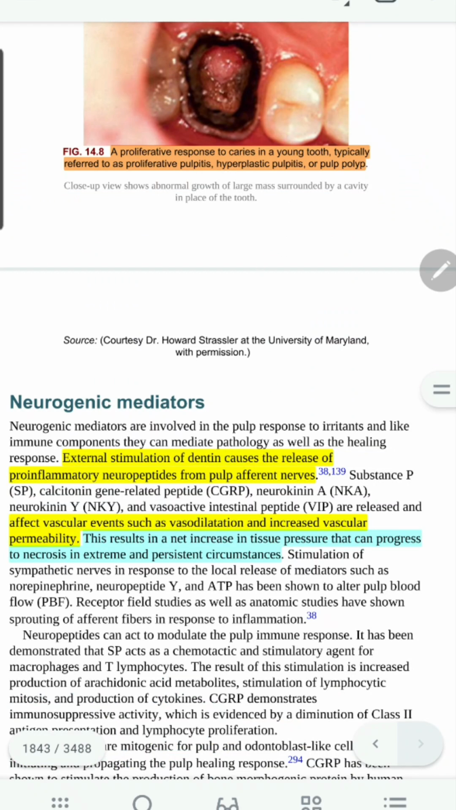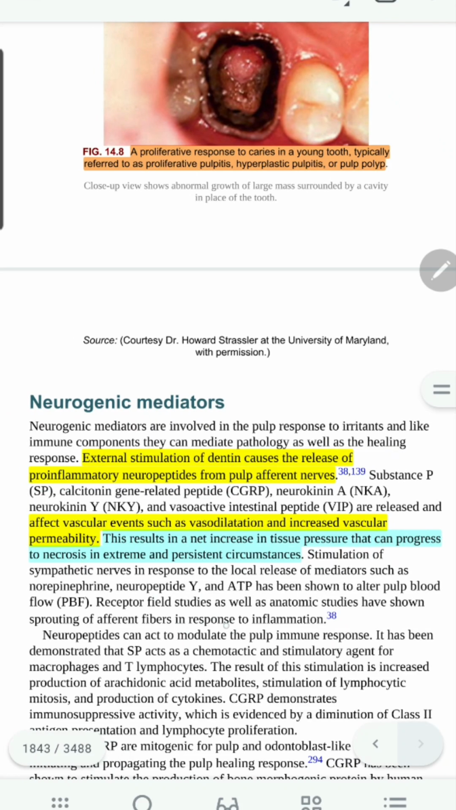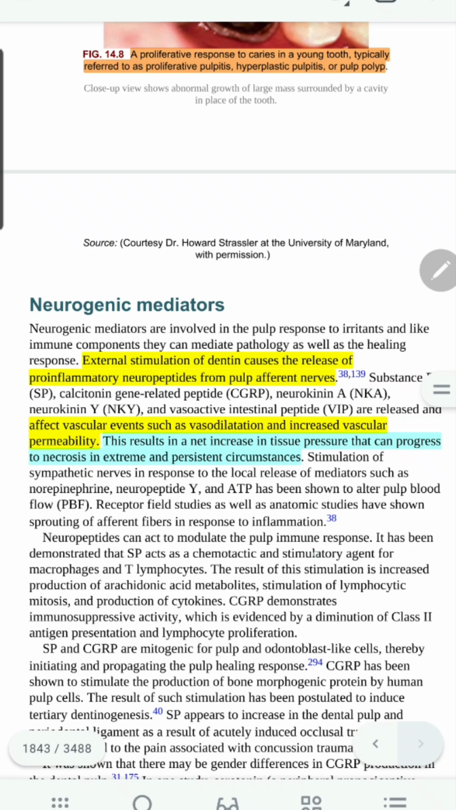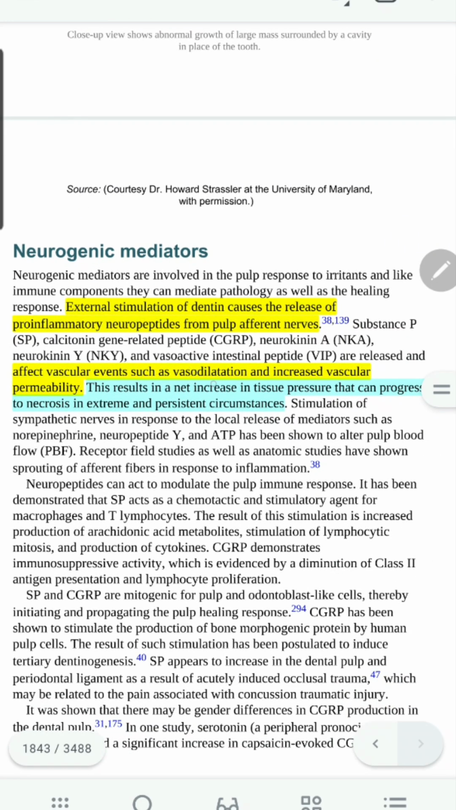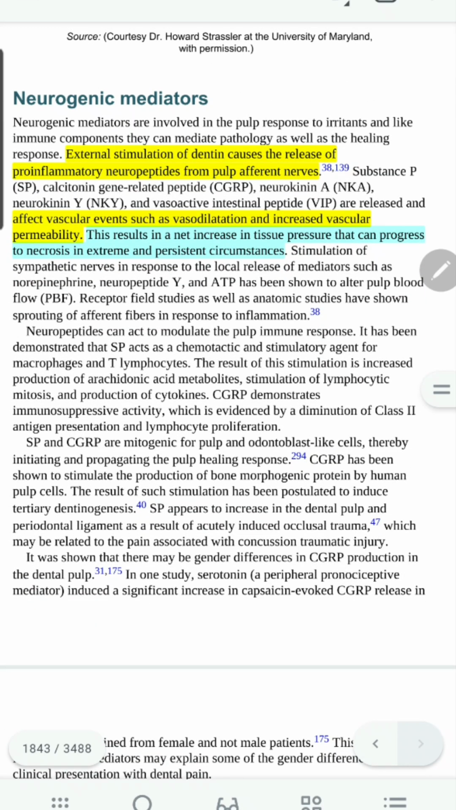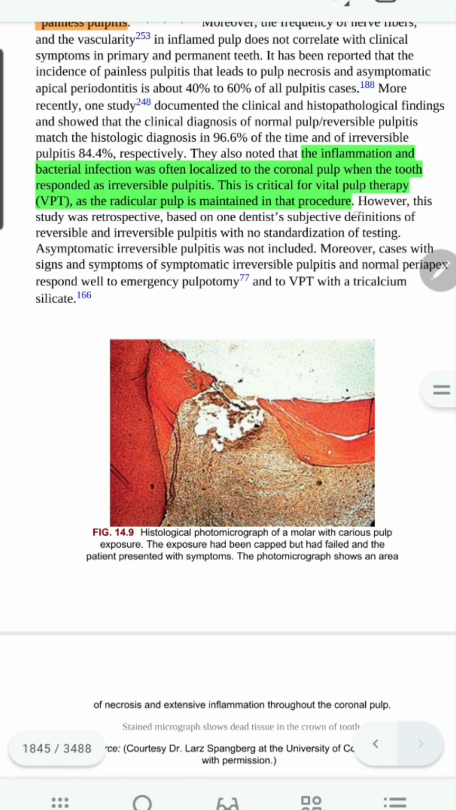The bacterial invasion does not only initiate an immune response but also a neuro response, which is the release of neuropeptides that increase the vasodilation and increase the vascular permeability, which increases the pressure in the pulp due to the blood flow that can progress to necrosis in extreme and persistent circumstances. The author is saying that there is no clear correlation between the symptoms and the degree of infection of the pulp.